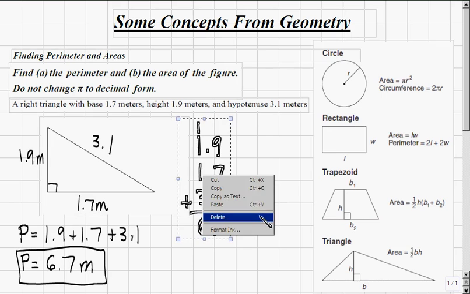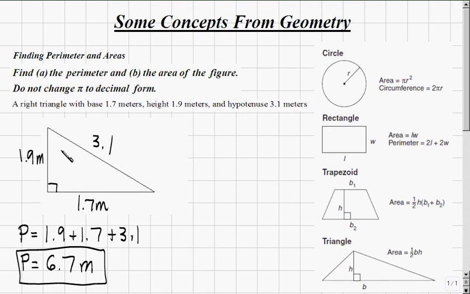Now, let's find the area of this triangle. First, let's erase our computation. The area is the material on the inside. And to find it, we'll use the formula from the lower right side of our screen. Area is 1/2 BH, where B is the base of the triangle and H is the height. So let's first copy down the formula. A equals 1/2 BH, B times H.